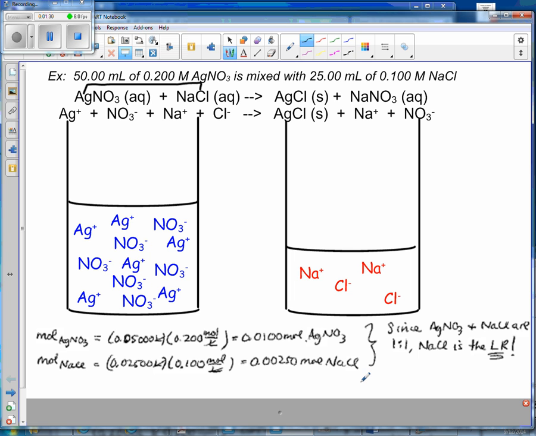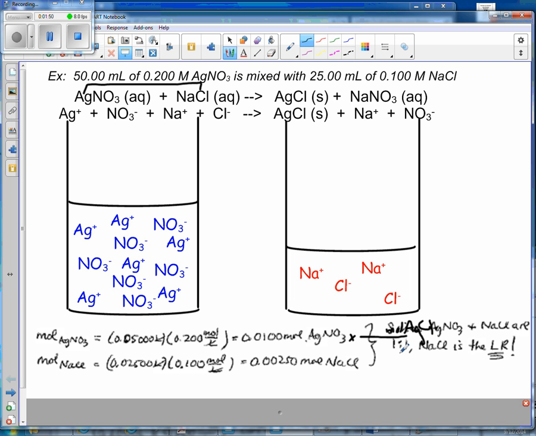Now, if your reactants are not in a 1-to-1 ratio, you can do exactly what you did in CP Chem, and it is a wonderful process. Go ahead and take your moles of silver nitrate and convert it to product. You can pick one, but I would go with the silver chloride. Go ahead and convert to silver chloride.